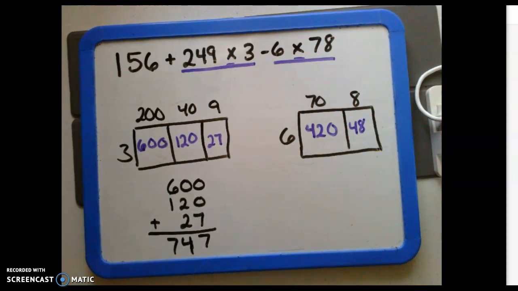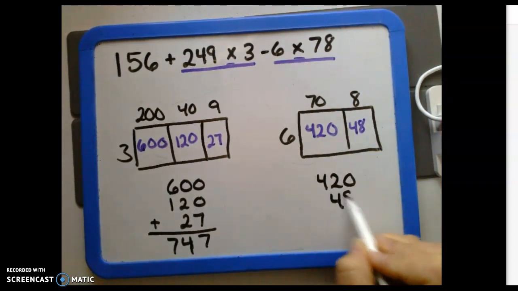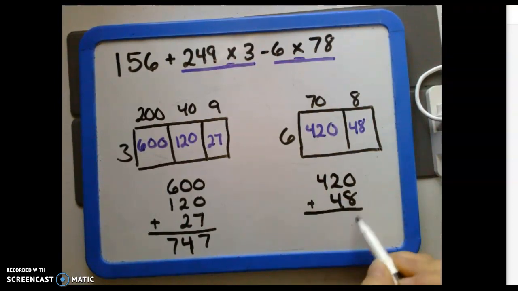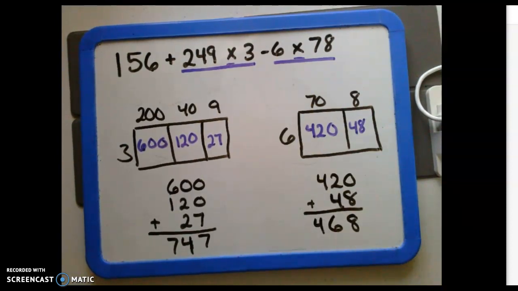Okay. And add my partial products. 420 and 48. 0 plus 8 is 8. 2 plus 4 is 6. And then I have a 4 in the hundreds place. Pause the video if you need.